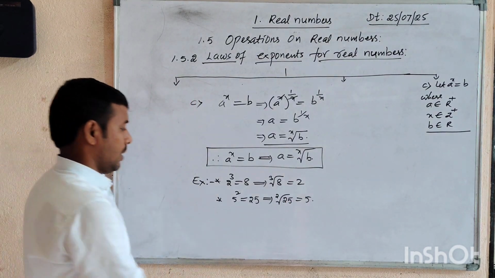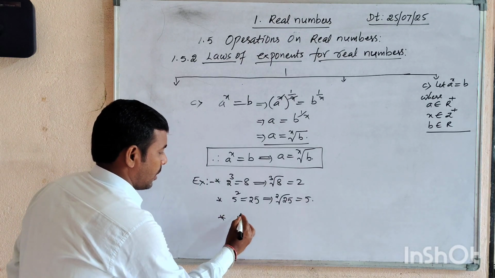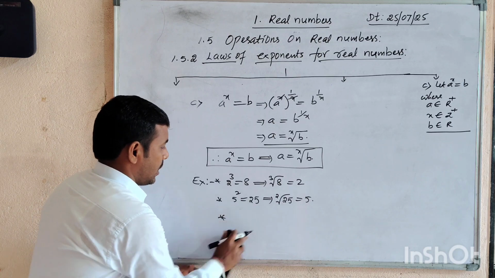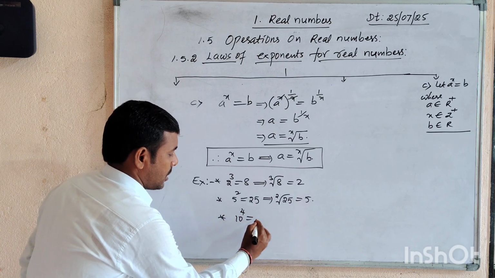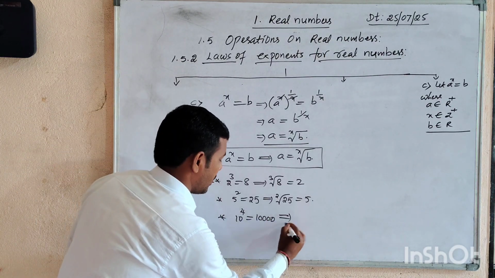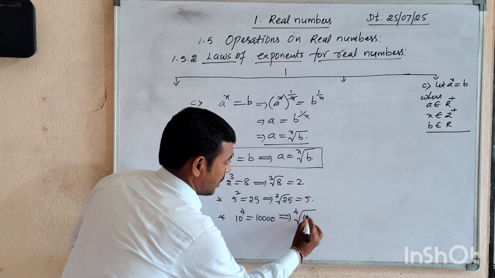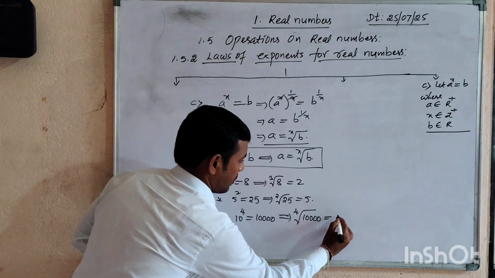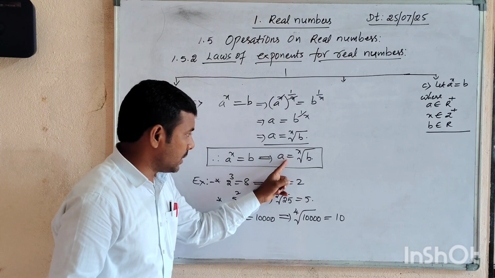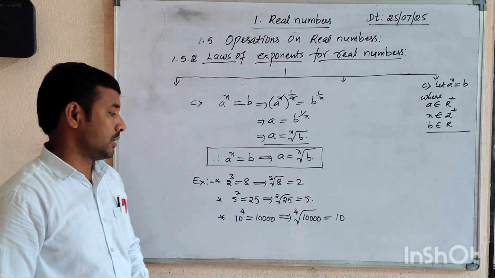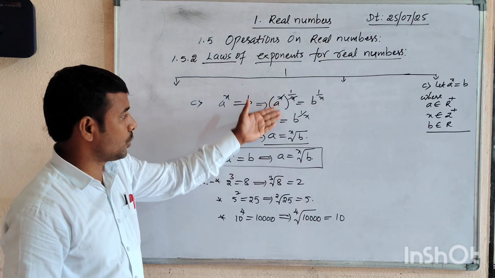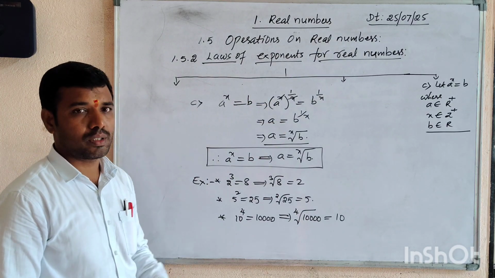Okay? One more example. 10 to the power of 4 is equal to how much? 10,000. This can be written as 4th root of 10,000 is equal to 10. If you know this formula, this logic, you are able to answer. Otherwise, we have to go through this calculation to get the result.